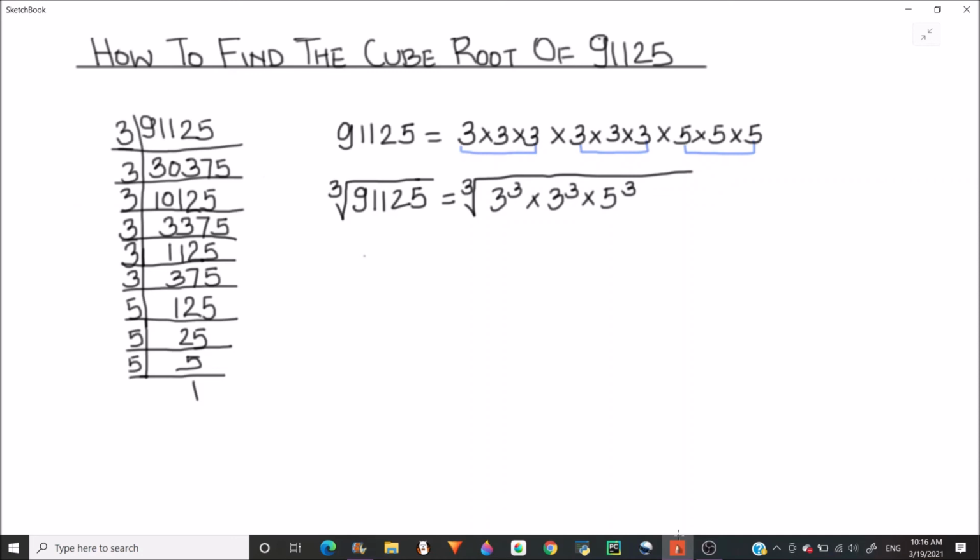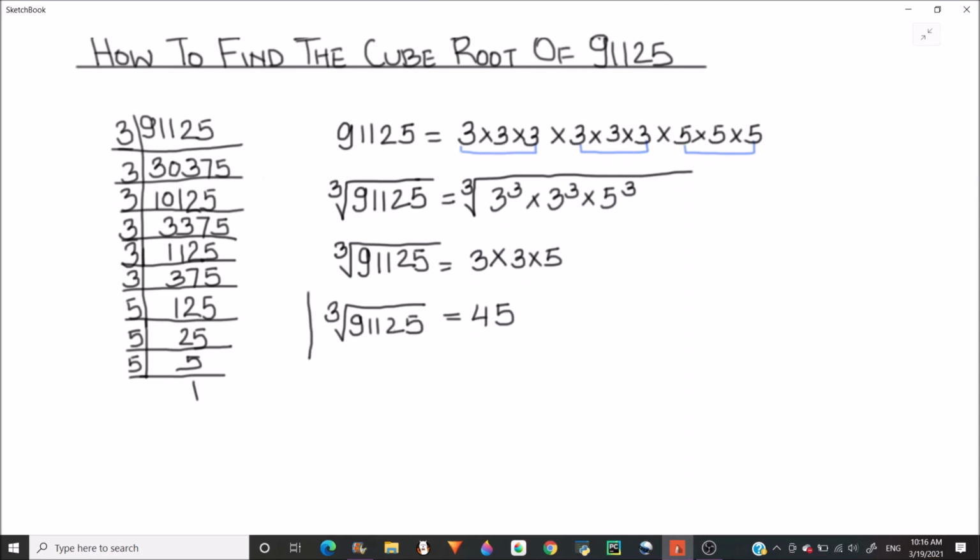Now cube root of 91,125 is equal to, as all these numbers are in cube, so these can come out of the cube root sign. So this becomes 3 times 3 times 5, which is equal to 45. So the cube root of 91,125 is 45. This is our final answer.